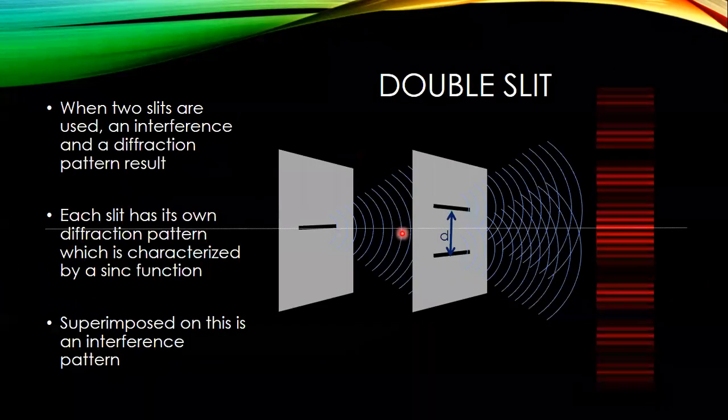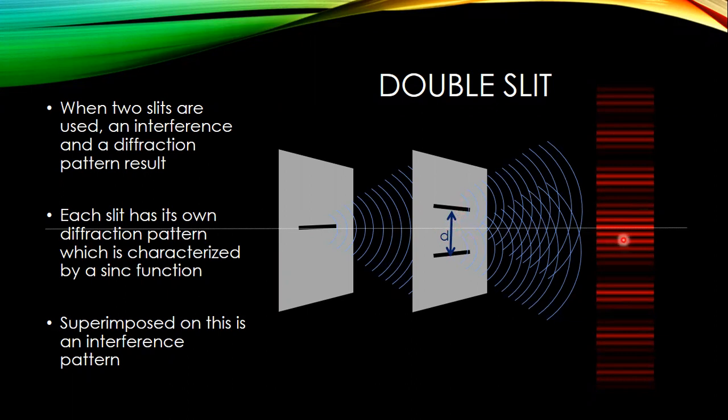Now, when we do this, we have two different distances to worry about. We have the distance between the two slits. Actually, we have the distance to the screen, but we'll put that aside for now. The distance between the two slits, and we also have the width of each slit. So we're going to get two different patterns superimposed on one another.